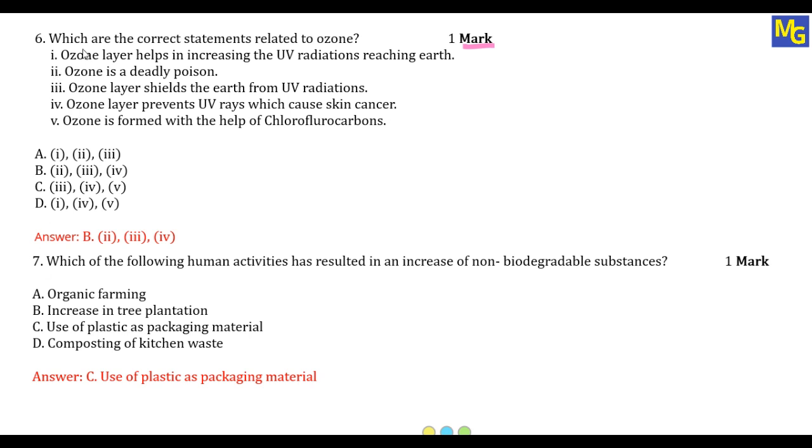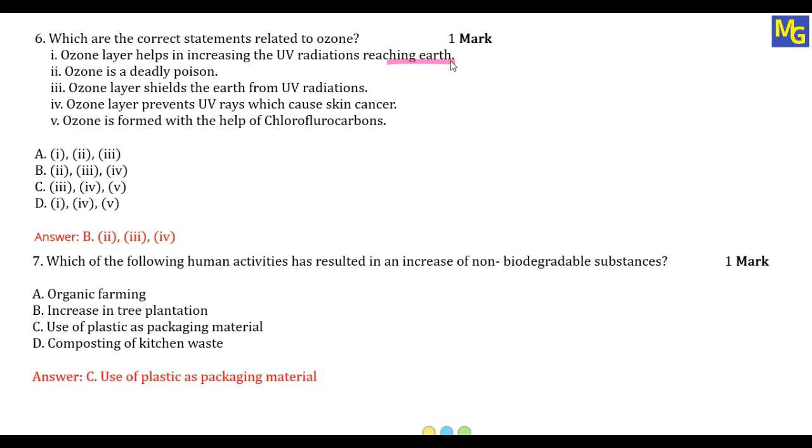Which are the correct statements related to ozone? So we have to see the statements first. Here we have 5 statements, and out of 5, whichever are correct, we have to see in the options, that is A, B, C, D. So we'll read the statements first. First statement: ozone layer helps in increasing the UV radiations reaching the earth.